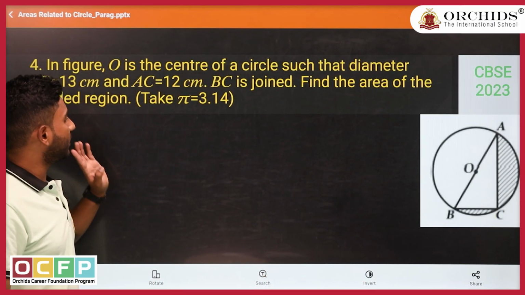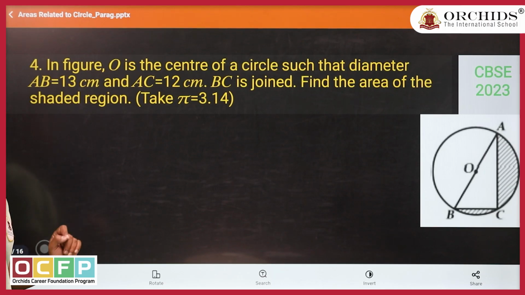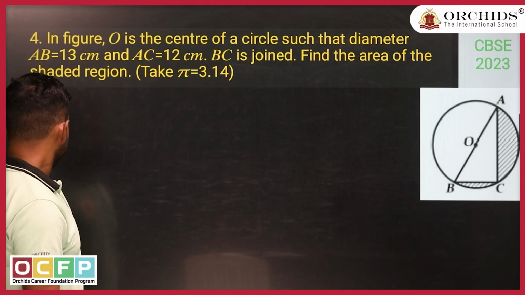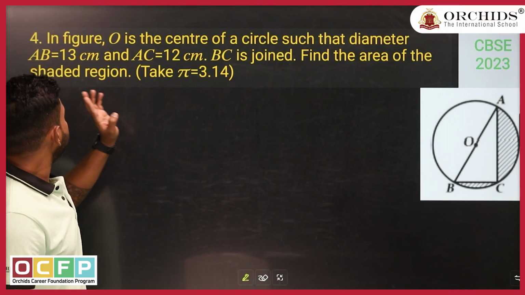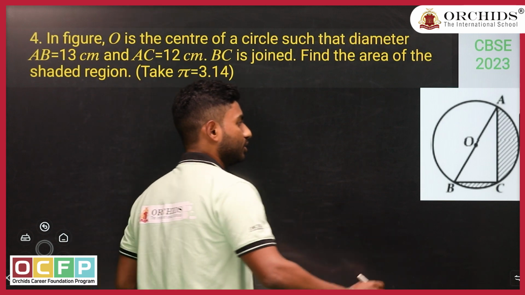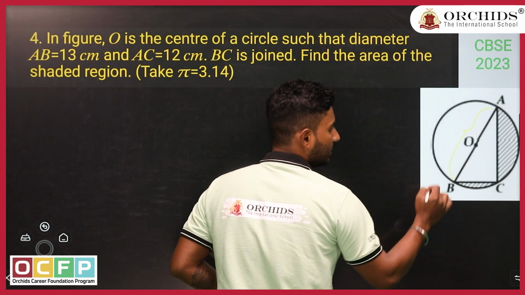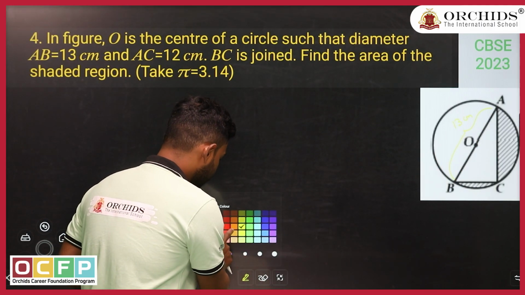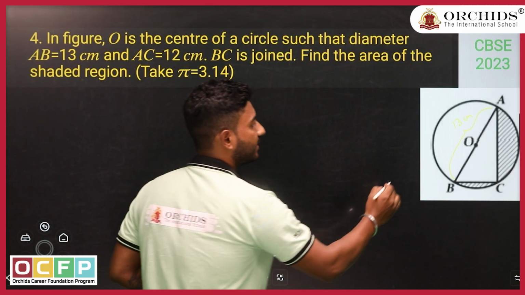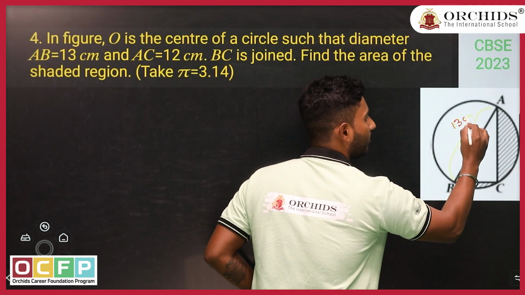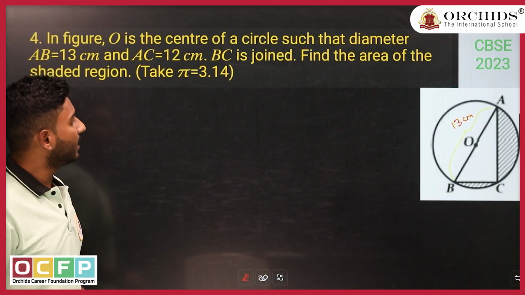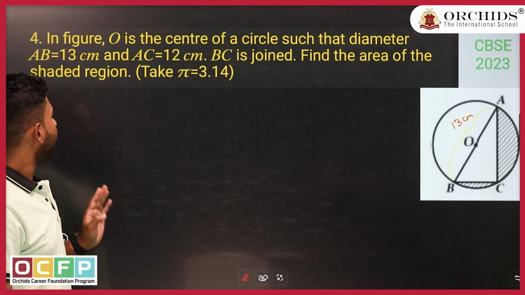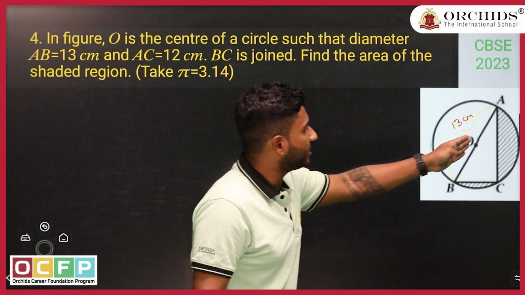In this figure, O is the center. So here is the center O, such that the diameter is 13 centimeters. So this whole thing is 13 centimeter. I hope it is visible. The whole diameter is 13 centimeter, fine. Now BC is joined, C is a point on the circumference, BC is joined. Find the area of the shaded region. Again you have to find the area of the shaded region.